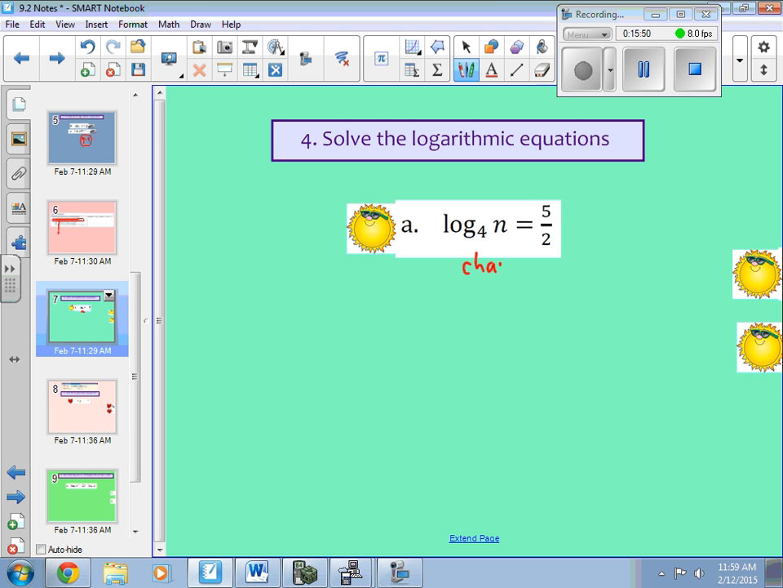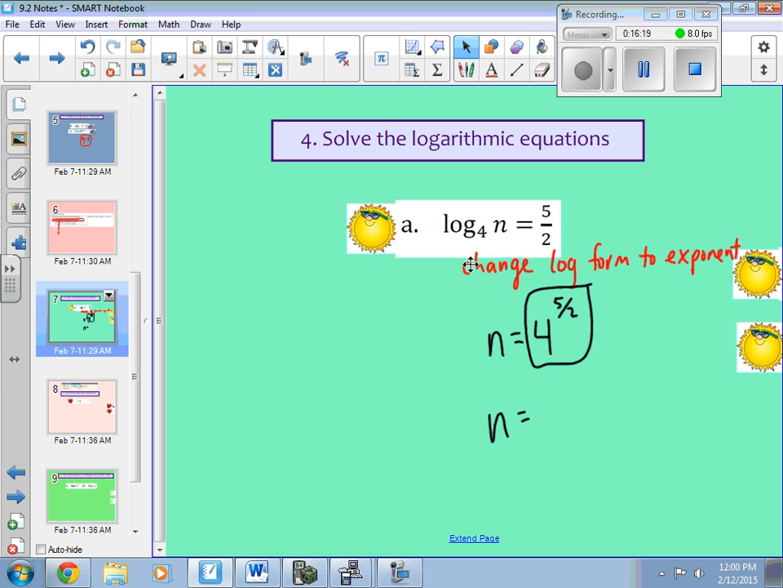Change this from log form to an exponent, an exponential. So if we make that conversion, this equation becomes n equals our base of our log is 4. That becomes the base of our exponent. And our exponent becomes 5/2. Well, this is now something you can just type in your calculator to get the answer.